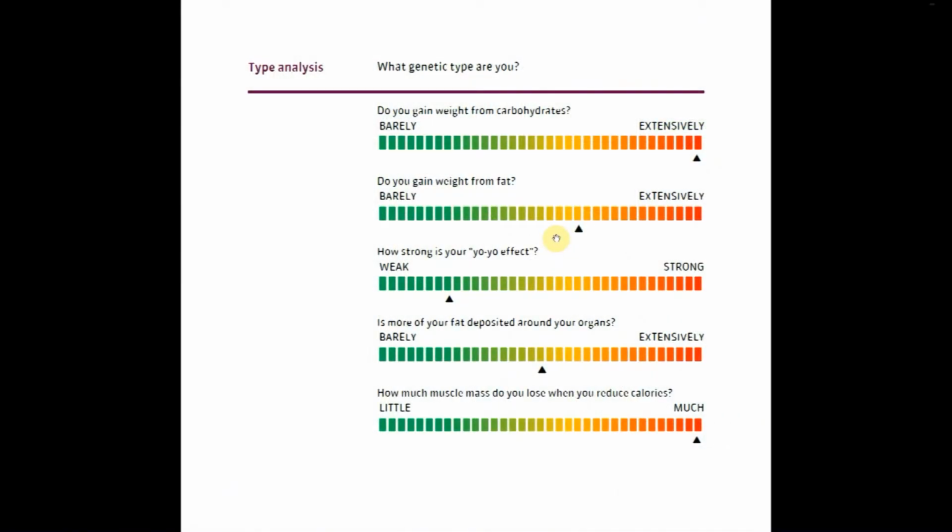So what we did is we tested the number of genes that are responsible for this. And with these genes, we can now tell if you're very sensitive to fat, so if your body will take as much fat from food as it can, or if you're hardly sensitive to fat. Again, your arrow could be anywhere in between here.